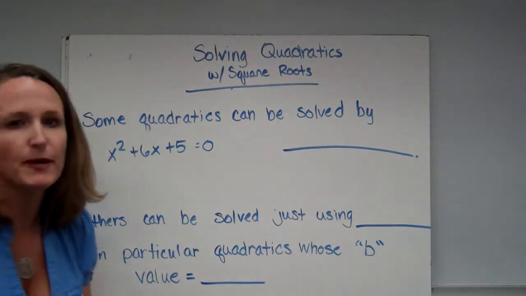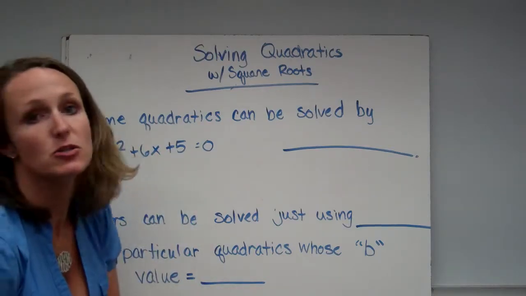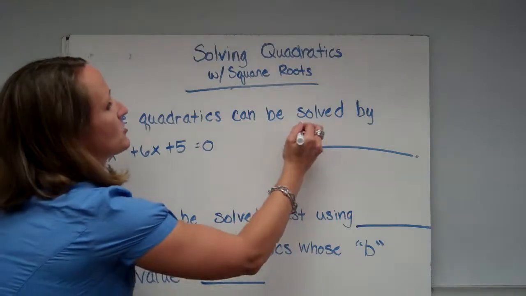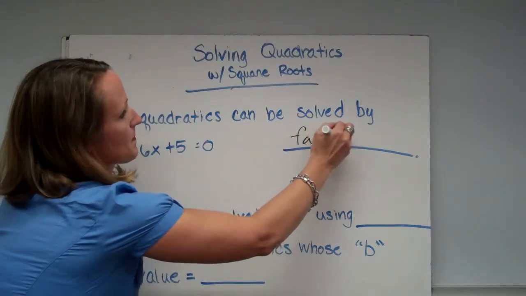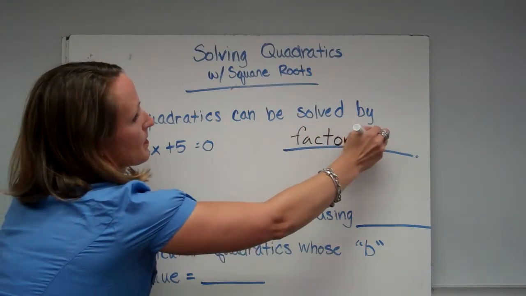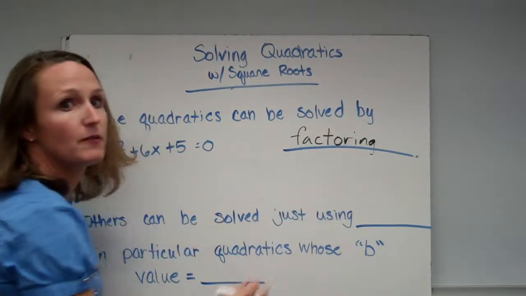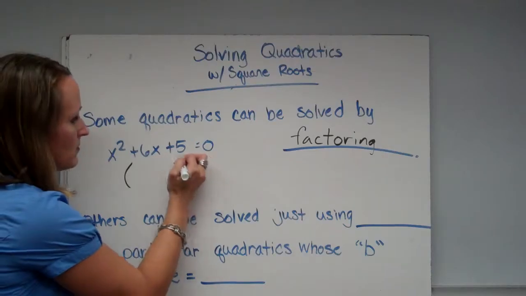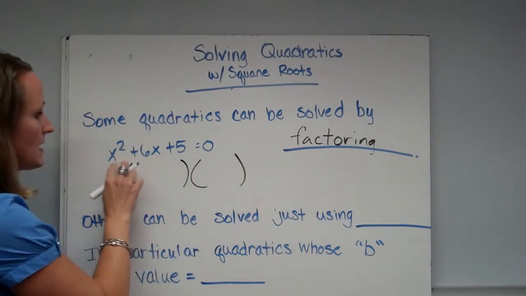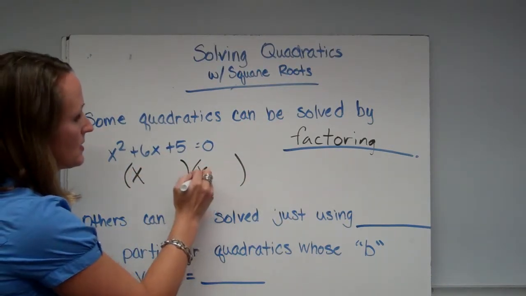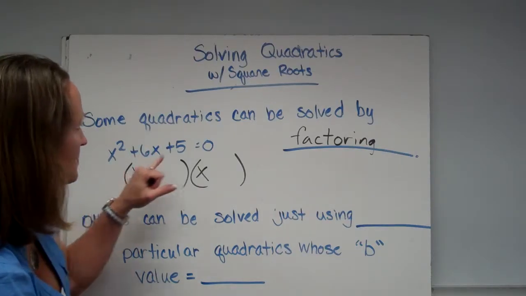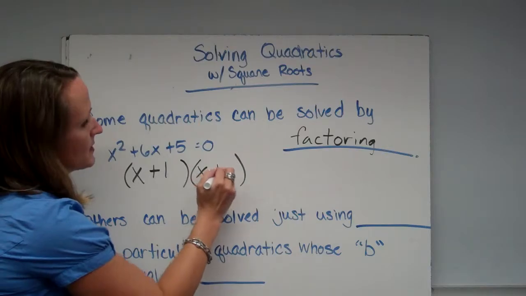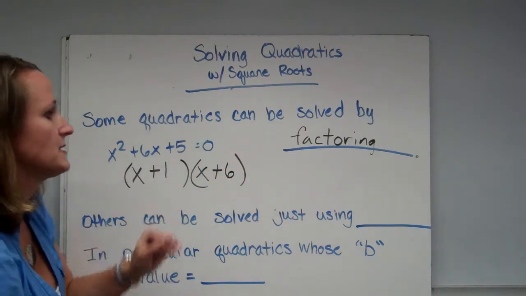We're going to talk about another way to solve quadratics: solving quadratics using square roots. Some quadratics can be solved by factoring. This is what we've been doing, where if you had a quadratic equation that looked like this, you would break it down. This is an easy case, x and x. What multiplies to give us 5 that adds to give us 6? You would find x plus 1 and x plus 6, and you would be done.